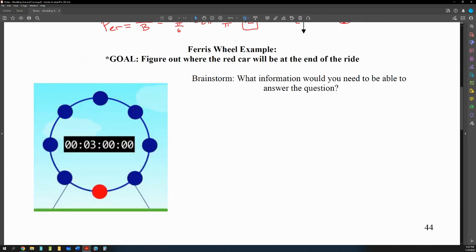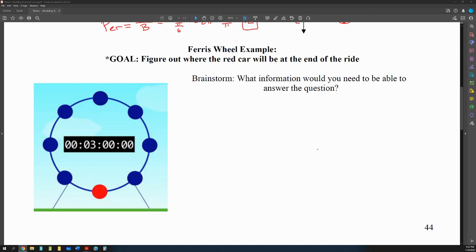All right, so now I want to take a look at the Ferris wheel example. The goal here is to figure out where will the red car be at the end of the ride. Okay. So here is the example here. We know that this is a 3-minute ride and the red car begins at the bottom. So what types of things do you think we need to know in order to answer this question? Okay, see if you can brainstorm a few things and then write them below.